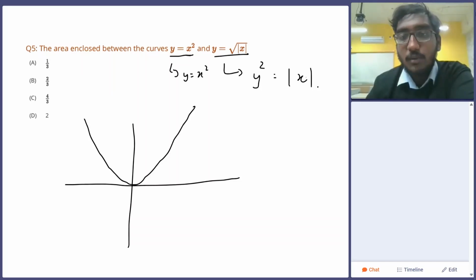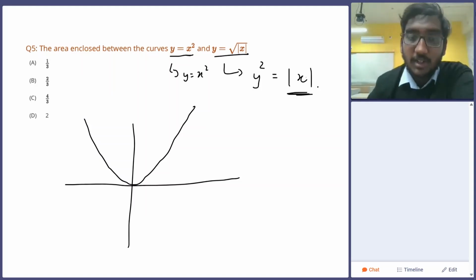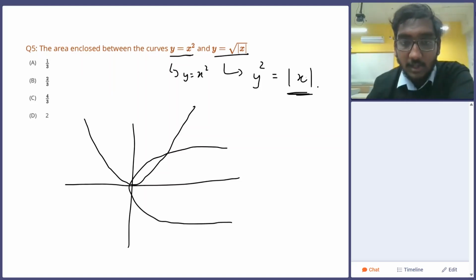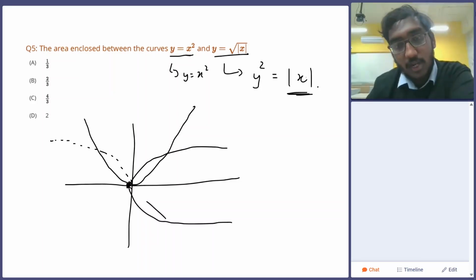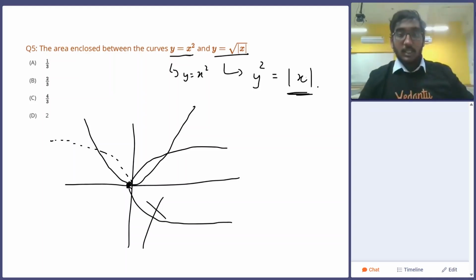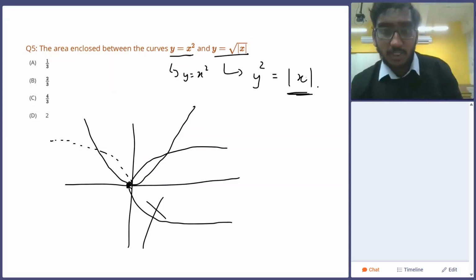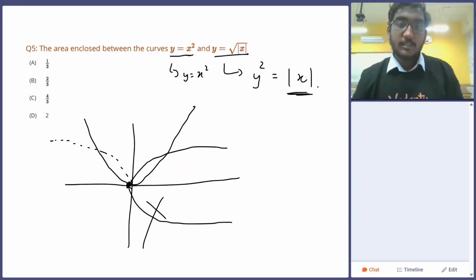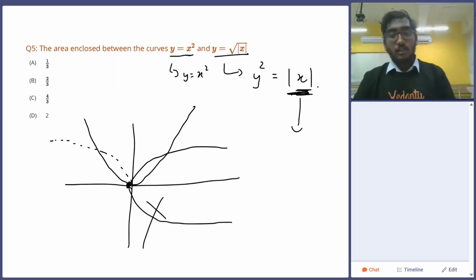And what about the curve y square equal to mod x? It also says that x cannot be negative. Even if x is negative, mod x will become positive, right? So the curve will look like this. Instead of going here, it will go here. Hope you understood this. Here it will not exist. Why? Because y square equal to mod x means y cannot be negative. Mod x is always greater than or equal to 0, so whatever value of x you take, y should be positive. So in this quadrant it will not exist.